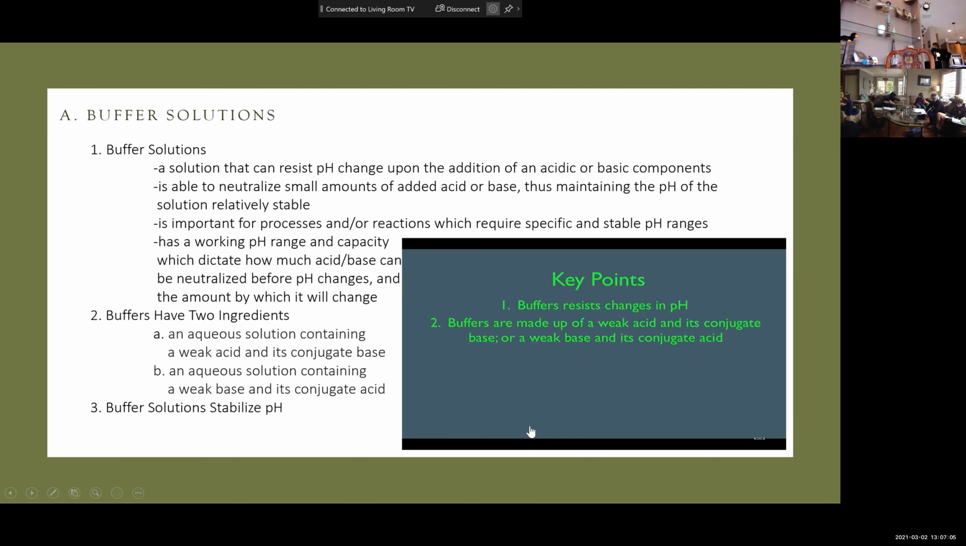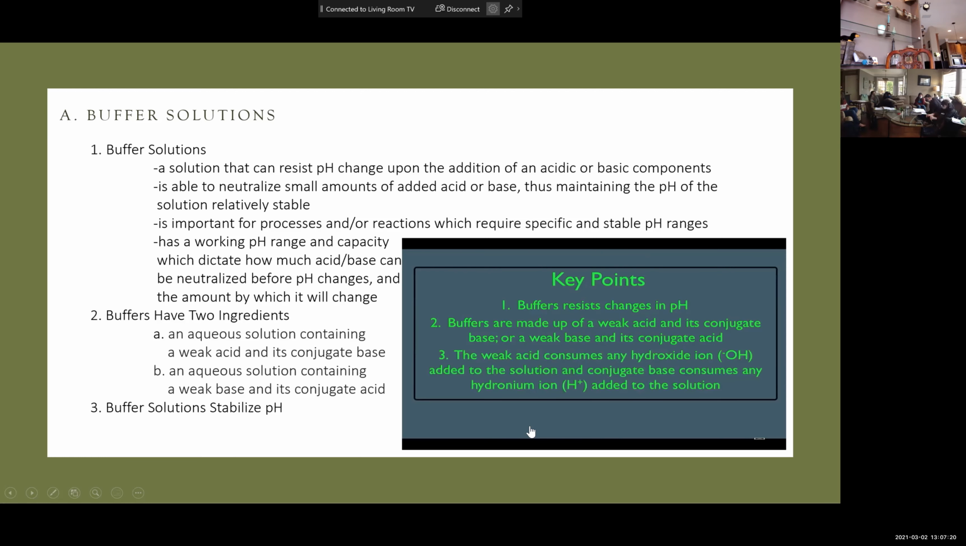In this online lecture, we're going to discuss buffer solutions. First, they resist changes in pH. We're going to see two, buffers are made up of a weak acid and its conjugate base most of the time. You can also make up a buffer by a weak base and its conjugate acid. We're also going to see three, how the buffer resists changes in pH.